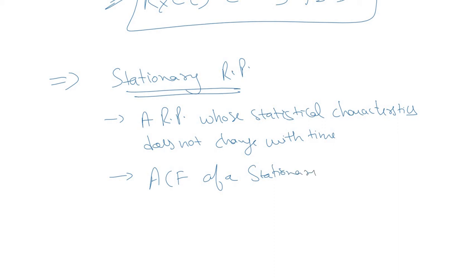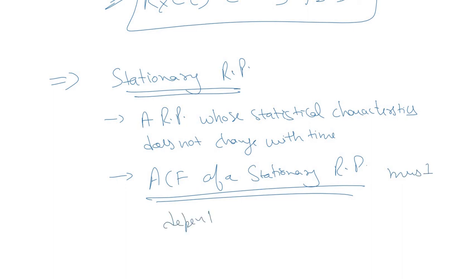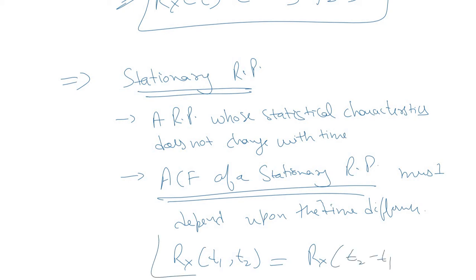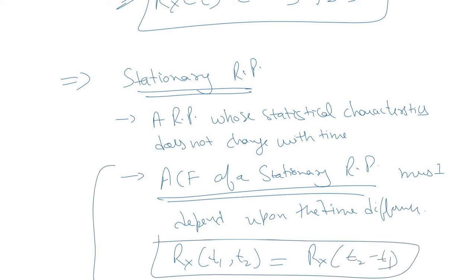that is, Rx(t1, t2) will be equal to Rx(t2 minus t1). It's a very important conclusion that the autocorrelation function of a stationary random process depends only on the time difference.